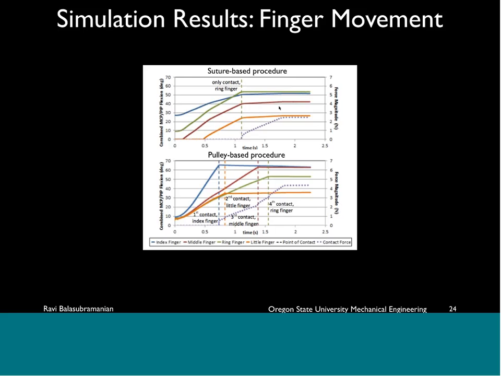In the pulley-based procedure, we noticed a staggered contact, which is really what you expect because you don't know which finger is actually going to make contact with the object because of uncertainty in finger positioning and uncertainty in the shape.